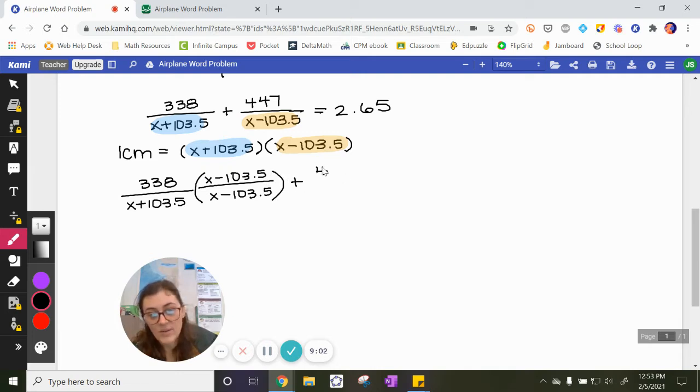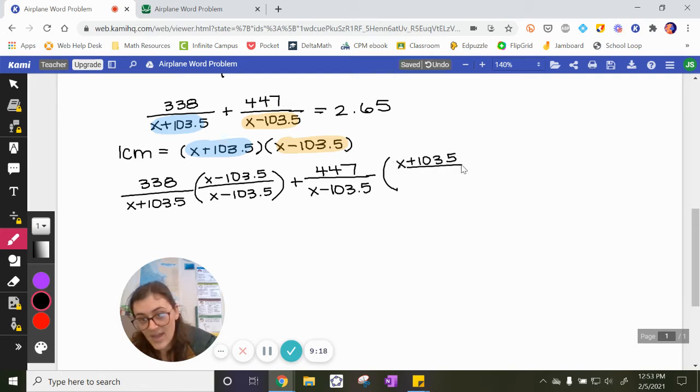Same thing for the second one. We'll have 447 over x minus 103.5. And I'm going to use method 1 we talked about in class. Oops, sorry. Got to multiply by x plus 103.5 over x plus 103.5.